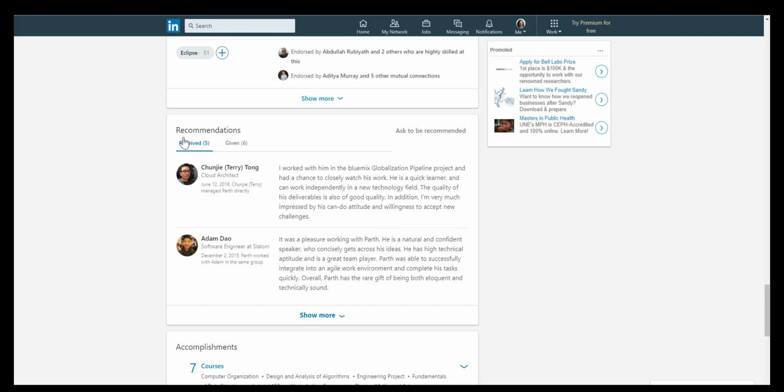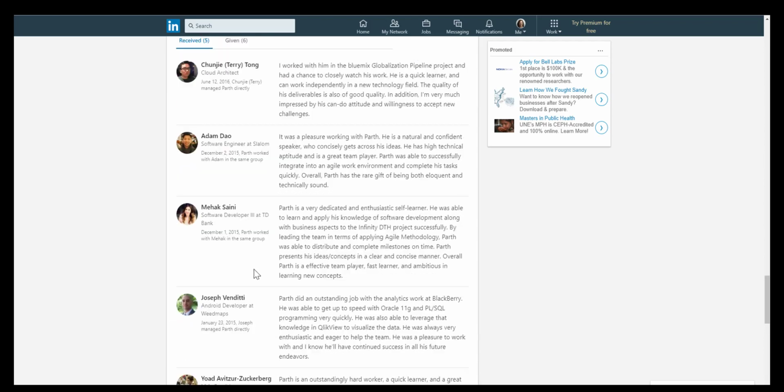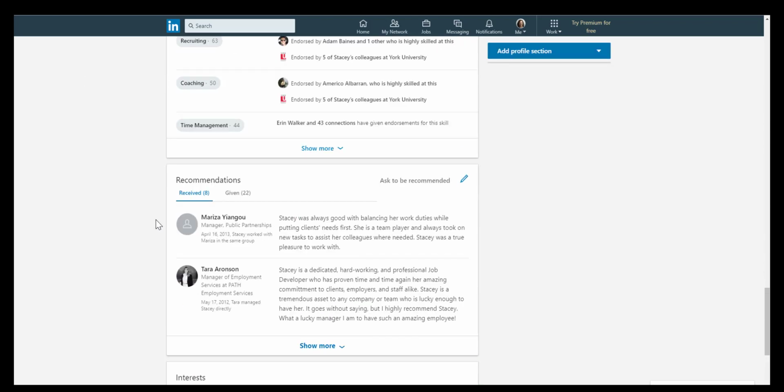What I want to mention here is it's both important to receive and give these. I think you'll find you'll receive more if you give them to others as well. So he's received 5 and given 6, which is great. And he's got them from a variety of people, some old colleagues, maybe even a manager as well. I'll go down to my profile. I've received 8 and given 22. Oh wow, I don't remember giving all those, but that's great.